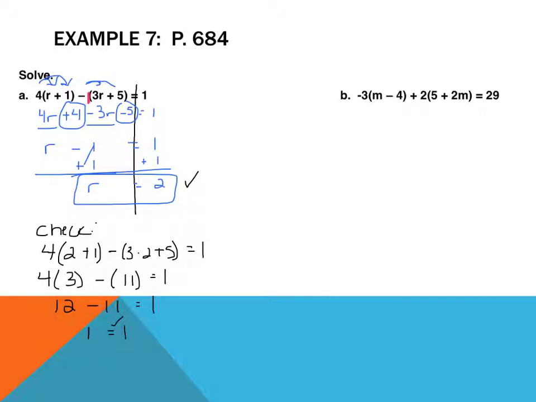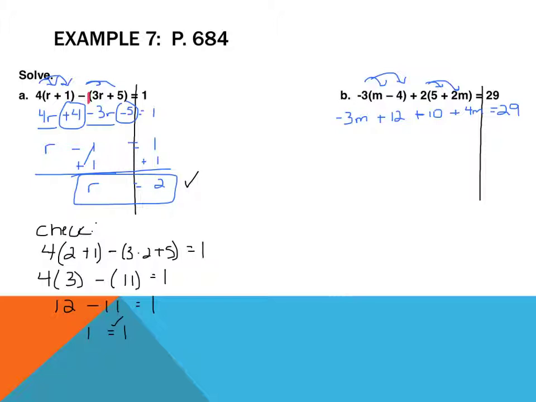Okay, so B, we will start the same way. Draw your balance line. Distribute to get rid of parentheses. So negative 3 times m is negative 3m. Negative 3 times negative 4 is a positive 12. So remember that minus 4 is the same thing as a negative 4. Then we have another set of parentheses, so we'll distribute the 2. 2 times 5 is 10. Since it's a positive 10, it's going to be plus 10. And 2 times 2m is positive 4m.